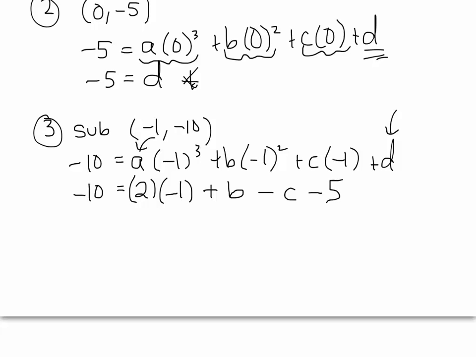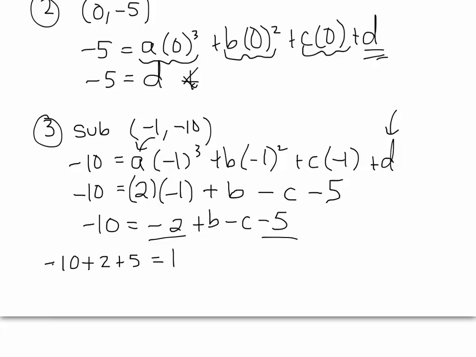Let's simplify this a bit. So negative 10 is negative 2 plus b minus c minus 5. If we bring all of our numbers onto one side, we'd have negative 10 plus 2 plus 5 is equal to b minus c. That is going to give us negative 3 is equal to b minus c. You could rewrite that too if you don't like the negatives here. We could say 3, if we multiply both sides by negative 1, is equal to negative b plus c, or if you rewrite that, that's c minus b.